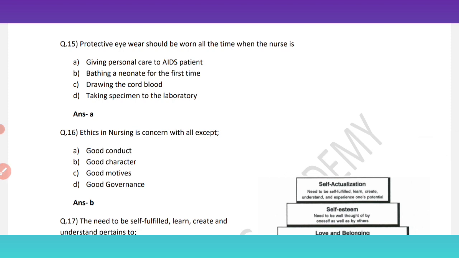Next, question number 15. Protective eyewear should be worn all the time when the nurse is. So goggles or eyewear has to be worn all the time. In which type of situation? Giving personal care to the AIDS patient, obviously. Why? Because it will be transmitted through the body fluids. If there is an unfortunate spill of blood in the eyes of the nurse or the healthcare worker, there is easily a chance of transmission, right? So while giving personal care to the AIDS patient, what are we supposed to do? We have to wear the goggles.